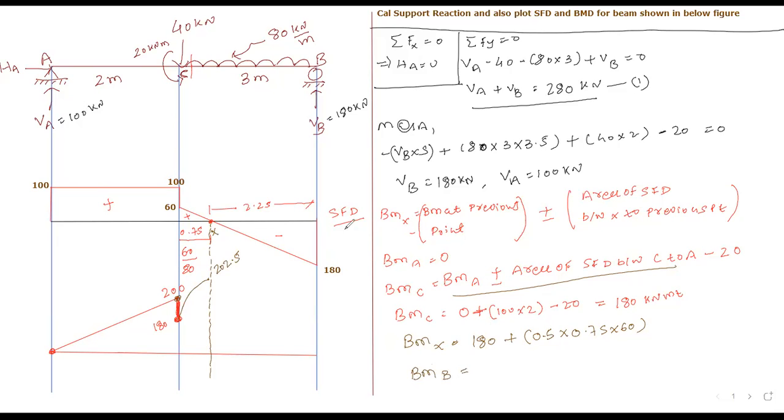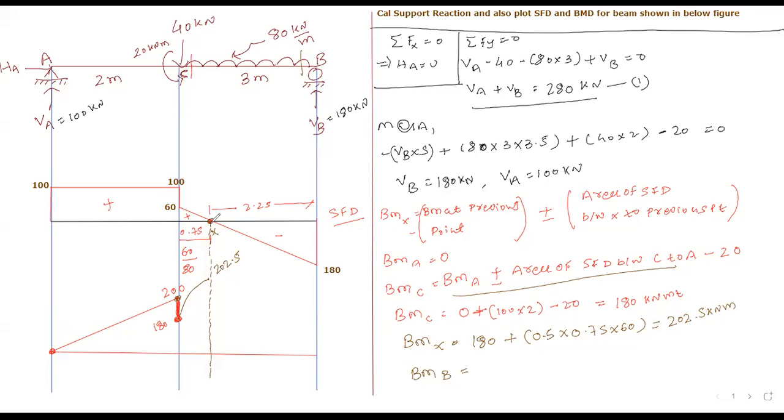Next is your bending moment at B. Again, we all know the moment at B from the right side is 0, but we will calculate it also. So your previous point for point B is X or C? Tell me. Yes, your previous point will become X.